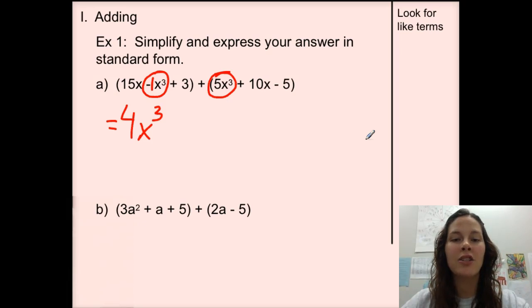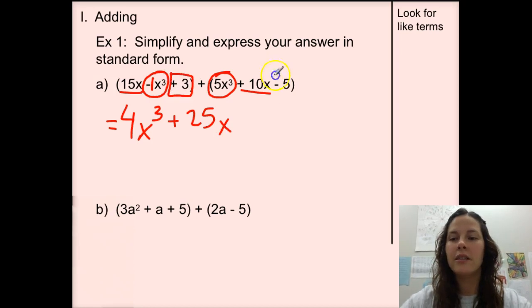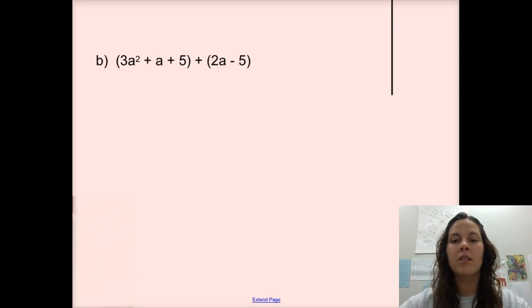When you add like terms, the variable piece stays the same, and the coefficients, remember, the number that you multiply by the variable, the coefficients are what you combine. Next, I notice 15x plus 10x, so that gives me a total of 25x. And 3 minus 5 is -2. We'll take a look at one more.